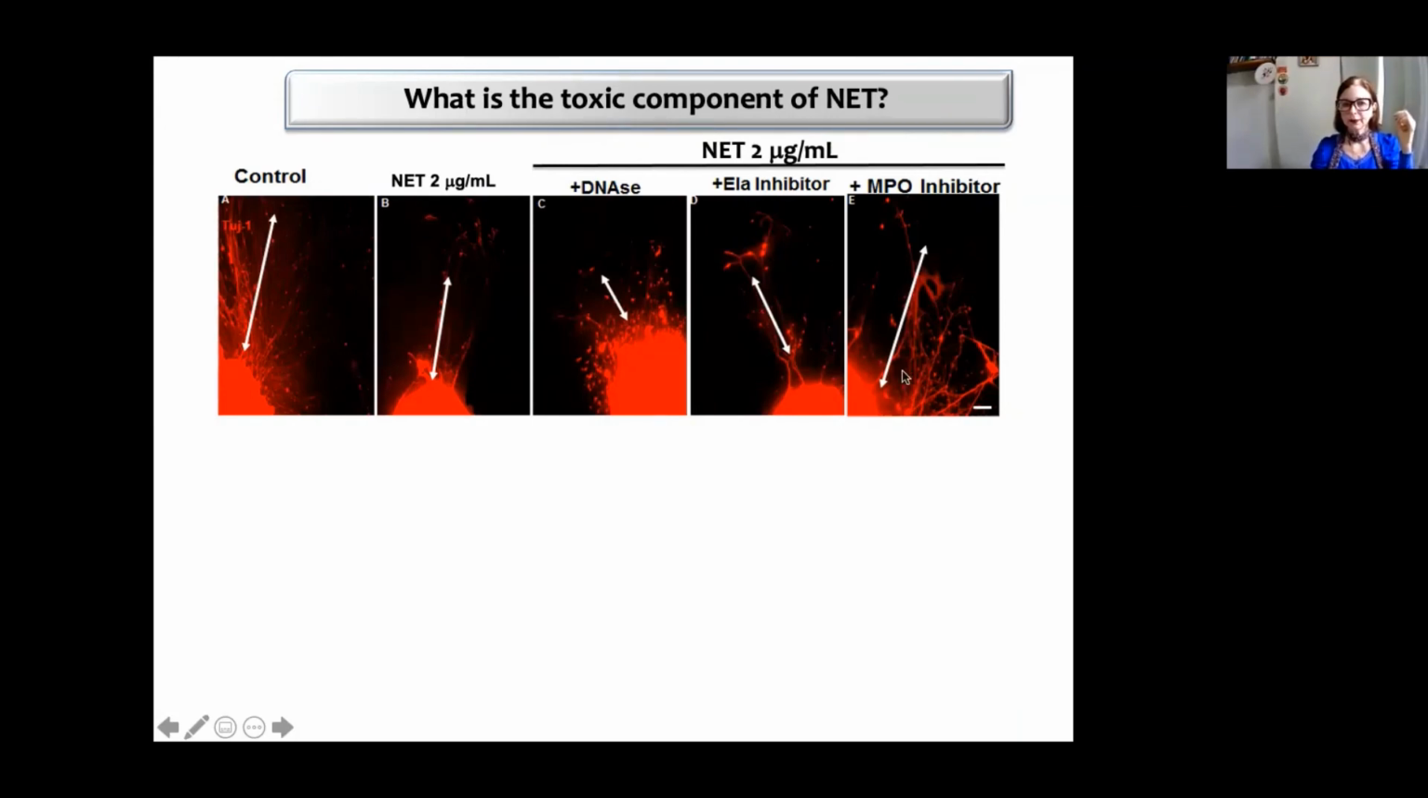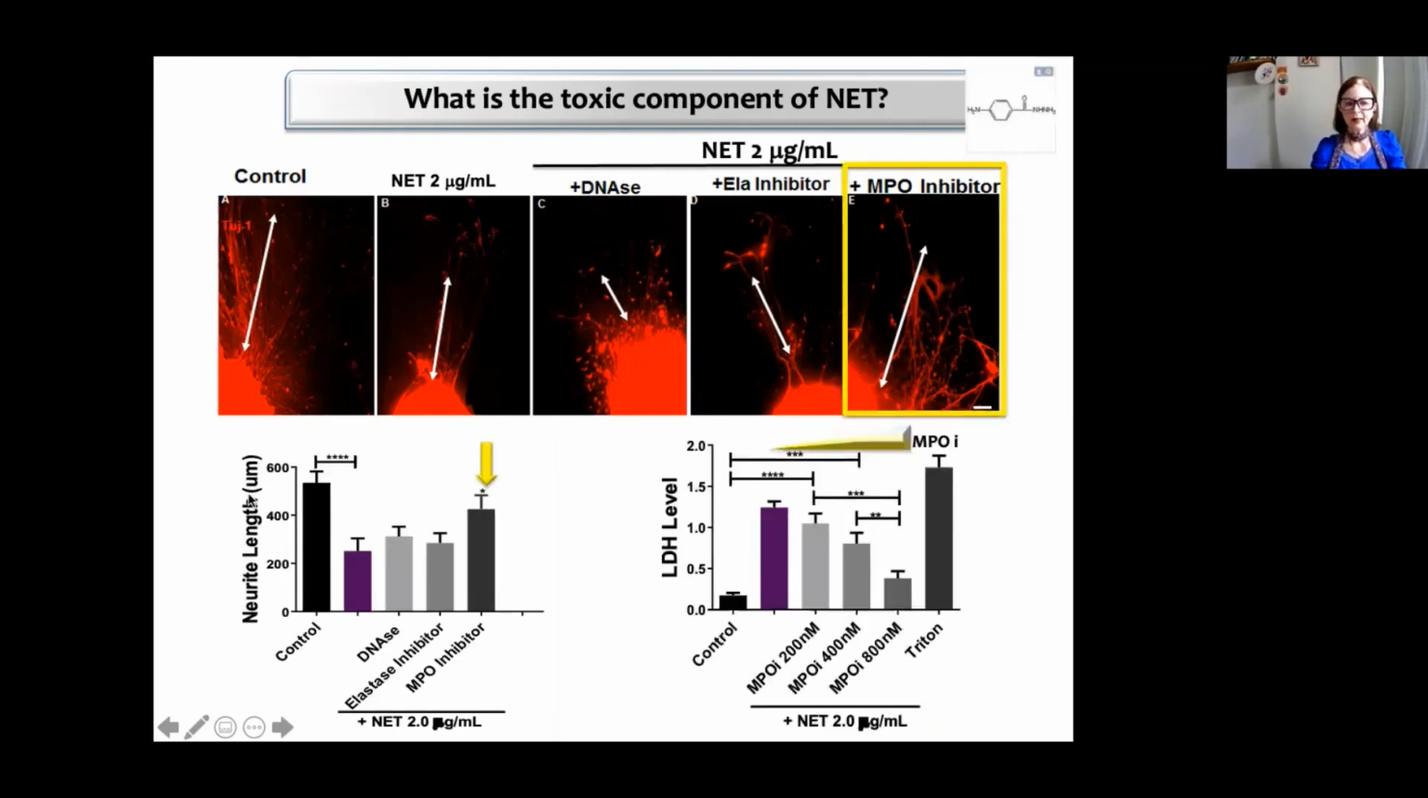and myeloperoxidase inhibitor. And as you see here, the addition of DNase that digests NET didn't change the profile. So in the presence of NET, the ganglia are very damaged. In the presence of elastase inhibitor, again, it's a little bit better, but still very compromised. But in the presence of myeloperoxidase inhibitor, we could recover almost completely the neurite length, and we could abolish almost completely the toxicity of the NET. So in this case, we can say that myeloperoxidase is the NET component that's very toxic to these neuron cells, which opens possibilities for intervention in the case of FAP, where we find amyloid fibrils just in the peripheral nerves.